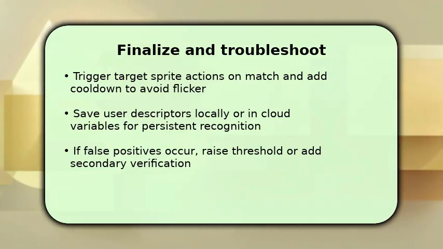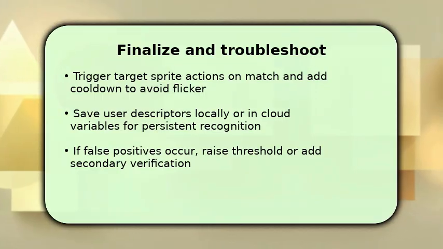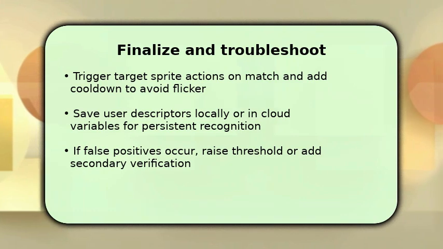If recognition is unstable, make sure lighting is even, increase the match threshold, or add a secondary check like eye distance. These steps reduce false positives and make your Scratch face recognition robust.